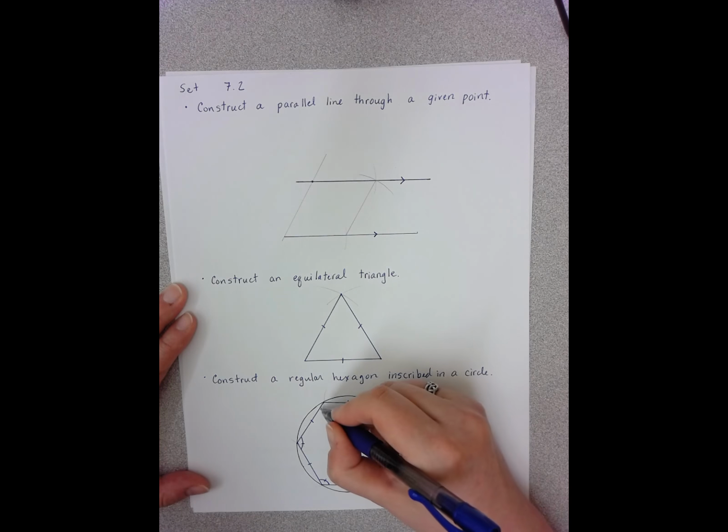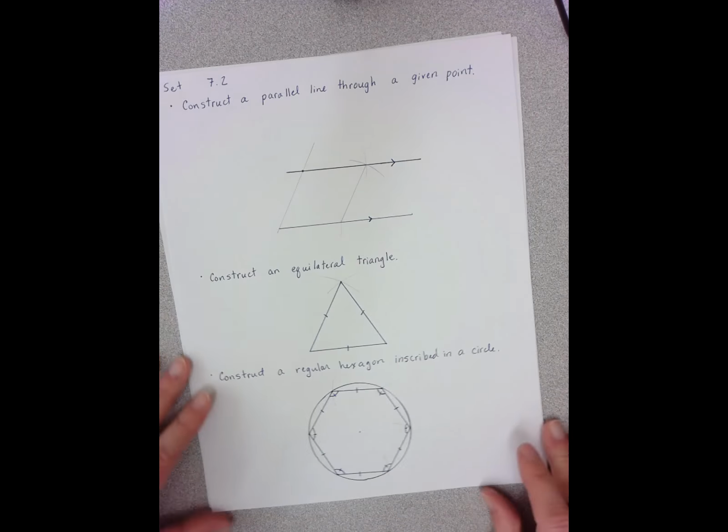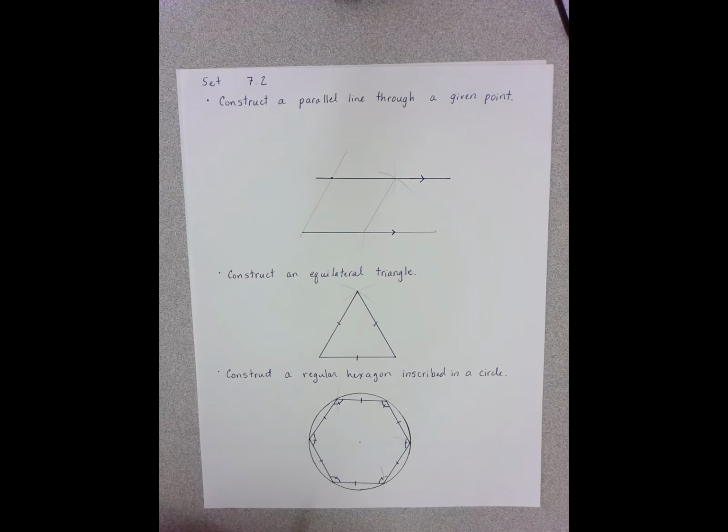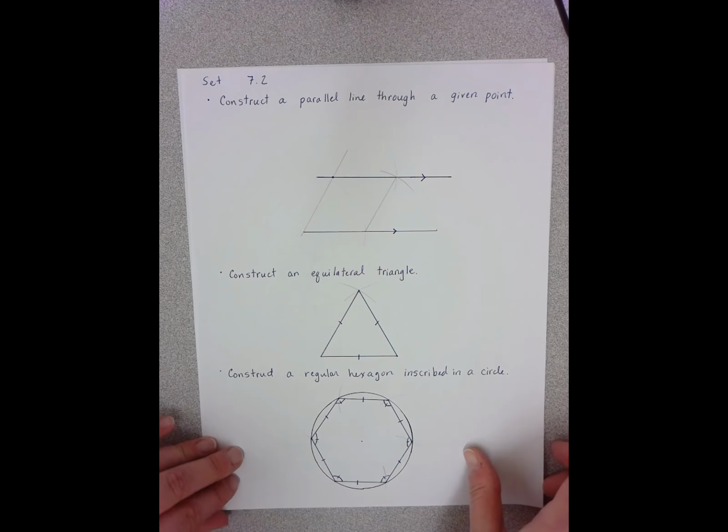And this indicates to my teacher that I understand what it means to be regular. Even if my picture is not exactly picture perfect, those markings tell them that that's what I was going for. These marks are the marks that tell what it is. Otherwise, it's just a hexagon. So in order to be a regular hexagon, you have to mark it as congruent sides and congruent angles.